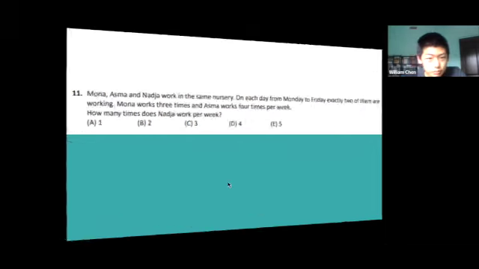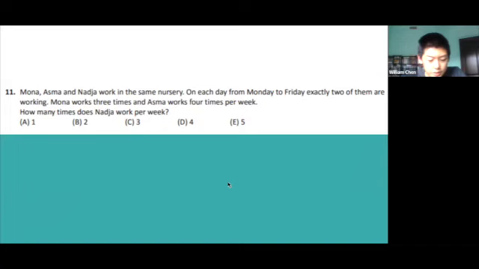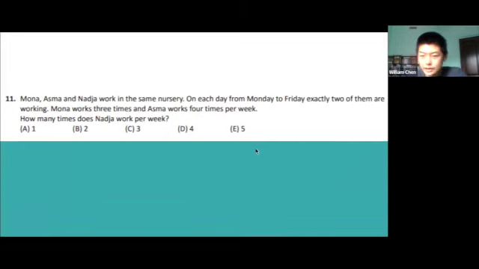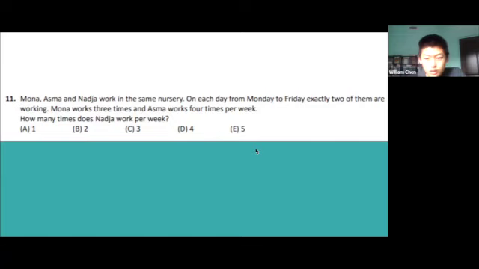So, next question. Mona, Asma, and Nadja work in the same nursery. On each day from Friday to Monday, exactly two of them are working. Mona works 3 times, and Asma works 4 times a week. How many times does Nadja work per week? I'll give you another 3 minutes to think about this. And if you think you have the answer, please post it in the chat. So we got 2 answers, E and C. Correct answer is actually C.